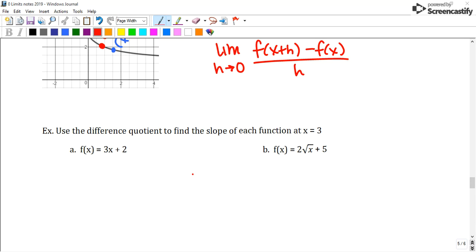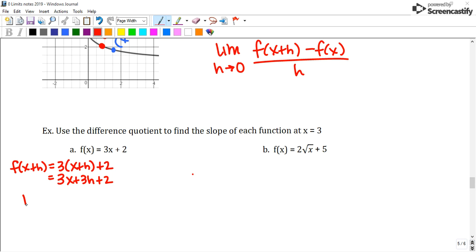So I'm going to start by actually finding just f of x plus h to start out. When you see f of x plus h, that just means go to your function, and anywhere there's an x, we're going to substitute in x plus h. So it's not 3x plus 2, it's 3 times (x plus h) plus 2, which simplifies into 3x plus 3h plus 2. Okay, so that's the part of the difference quotient that says f of x plus h.